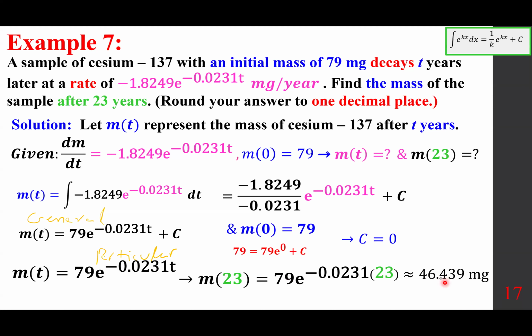So that means you look at 4, next to it is 3, nothing changes. If it was 5 or larger, this would change. But because next to it is 3, remember, when you want to round, you look at the next decimal. So 46.4, and the units, of course, milligrams. And that's the final answer, everybody.